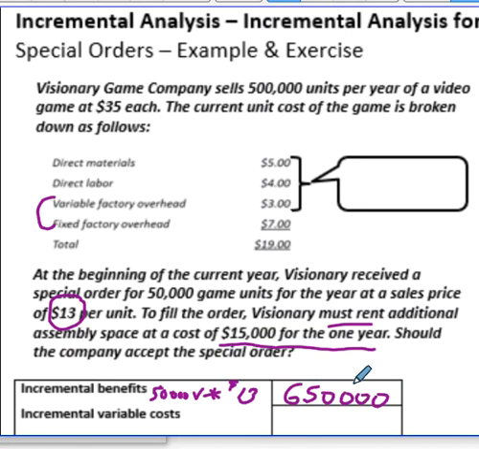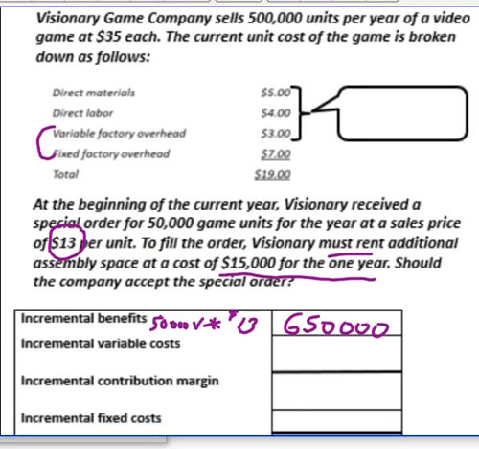Now let's take a look at the incremental costs. First of all, we're going to have to deal with incremental variable costs. These are actually pretty easy to calculate because we've already identified them. We know they're direct materials, we know they're direct labor, we know they're variable factory overhead. So if we add these three items together, our total variable cost per unit is going to be $12 per unit. So every time we produce and sell a unit, we incur a variable cost of $12.